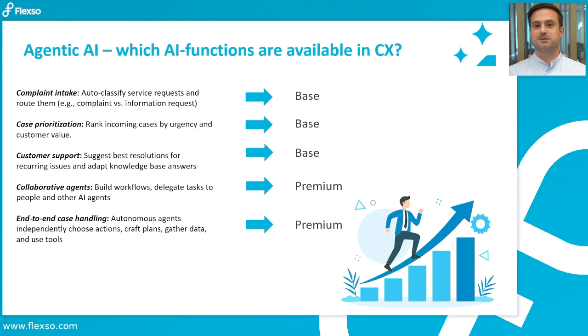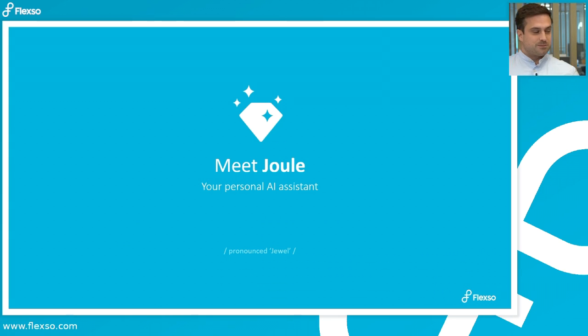And in the end, the best case scenario is, of course, the autonomous agent that can handle your entire complaint process from beginning to end by independently choosing actions, categorizing your tickets, drafting a response, reacting to the customer response, and finally closing the ticket. On the right-hand side, you see if it's a base feature, meaning that it's included in Sales and Service Cloud V2 as it is, or if it's a premium feature, meaning that you will need to dip into AI credits. So, Bert, take it away.